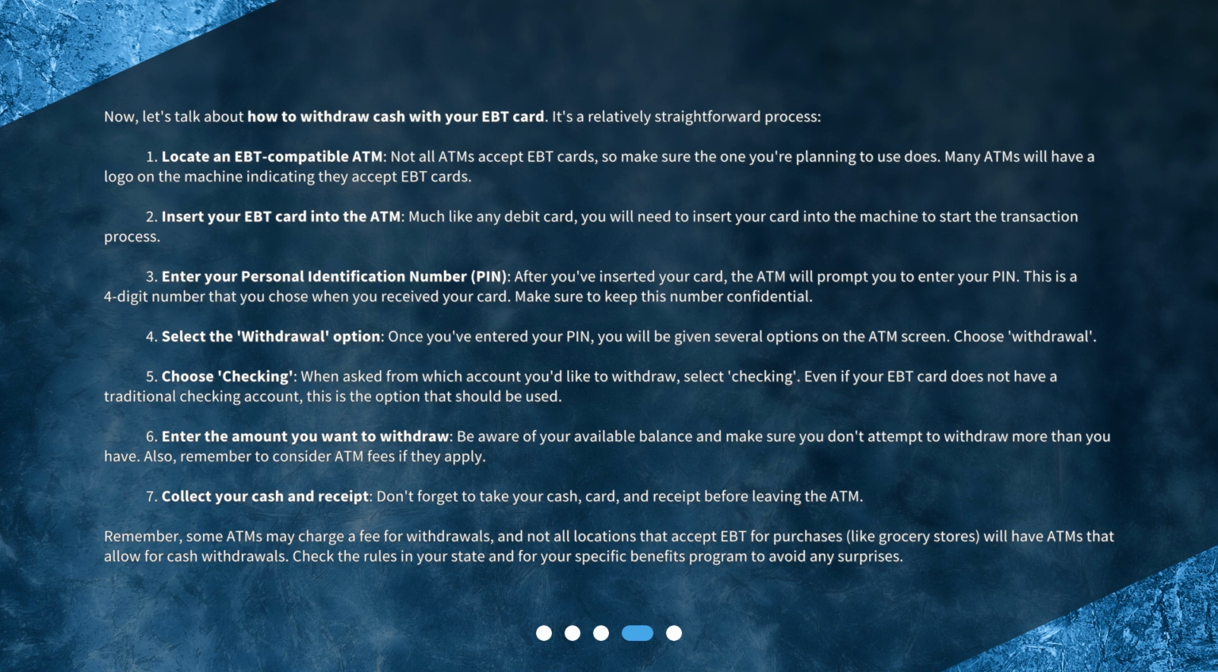4. Select the Withdrawal option. Once you've entered your PIN, you will be given several options on the ATM screen. Choose Withdrawal. 5. Choose Checking. When asked from which account you'd like to withdraw, select Checking. Even if your EBT card does not have a traditional checking account, this is the option that should be used.